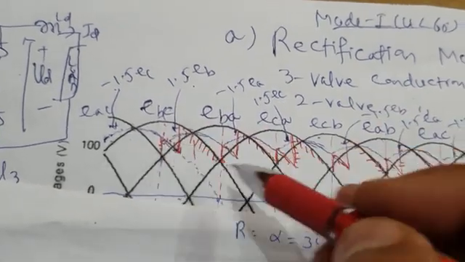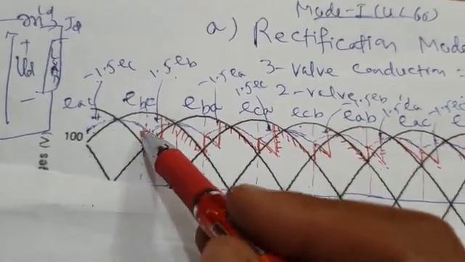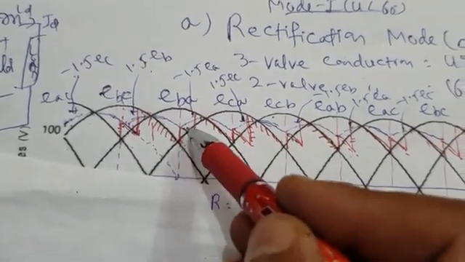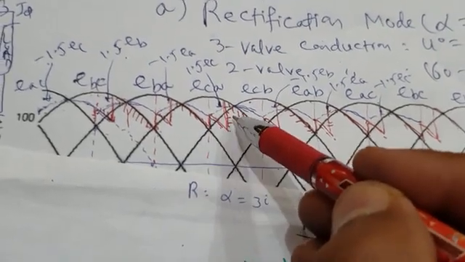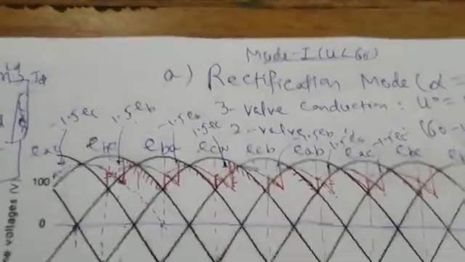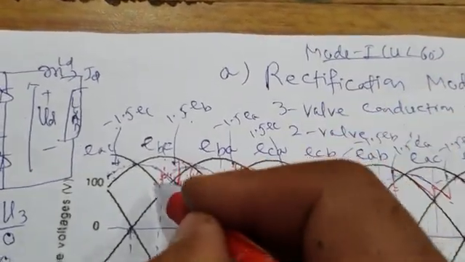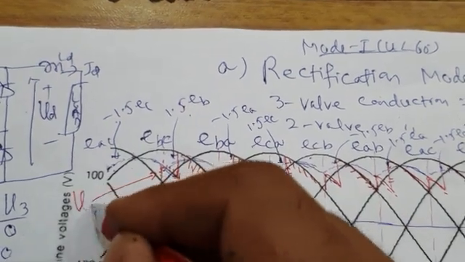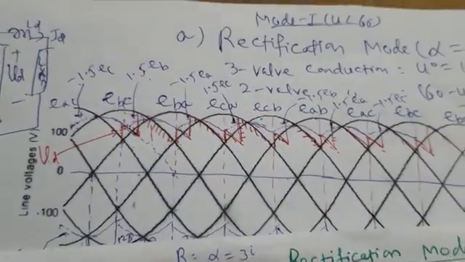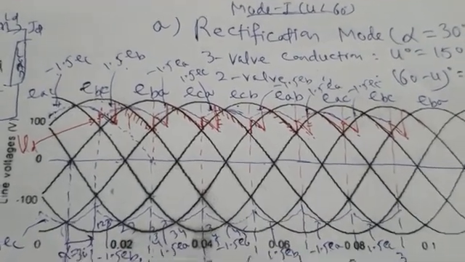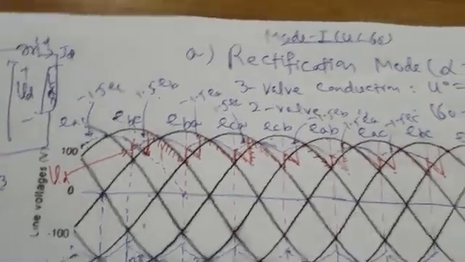But in each 60 degree interval, for 15 degrees there is a drop in the voltage. Here also, for 15 degrees there is a drop in the voltage. Here again, for 15 degrees there is a drop in the voltage. So this is the waveform for load voltage. This is VD, load voltage, for alpha equal to 30 degrees and U equal to 60 degrees. Let us draw the voltage across the valve, for which I will use another pen.